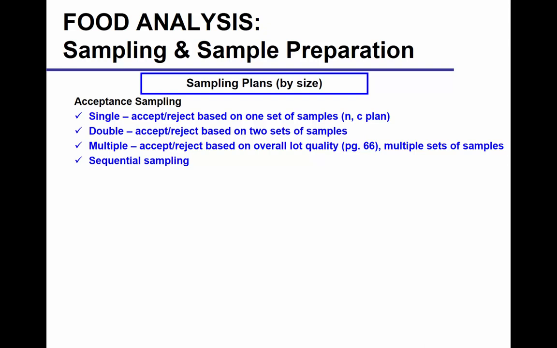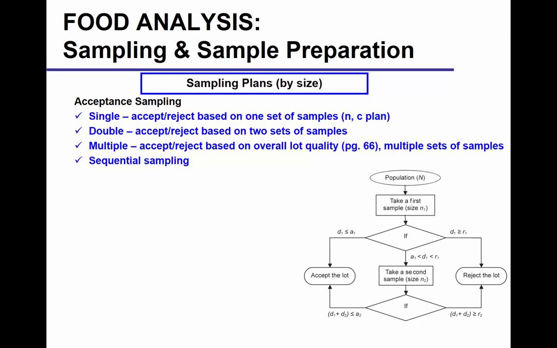Another form is when you make a decision based on double, that means 2 sets of samples. And here's an illustration. So you have a population, you take your first set of samples, and you would have a certain number of defects below which you would accept the lot, above which you would reject the lot. But if it is in between, then you're not certain what to do, you need another set of samples.